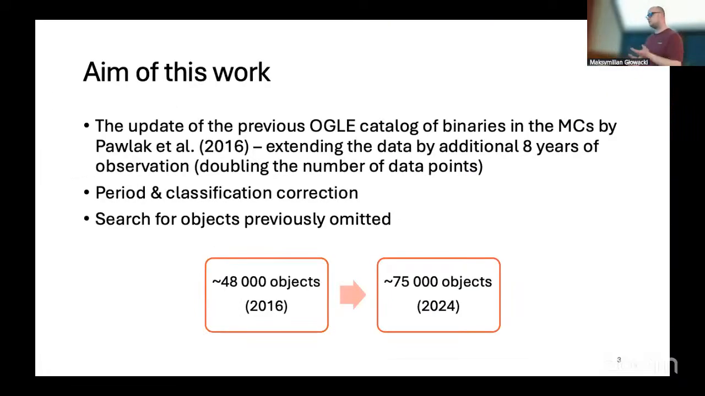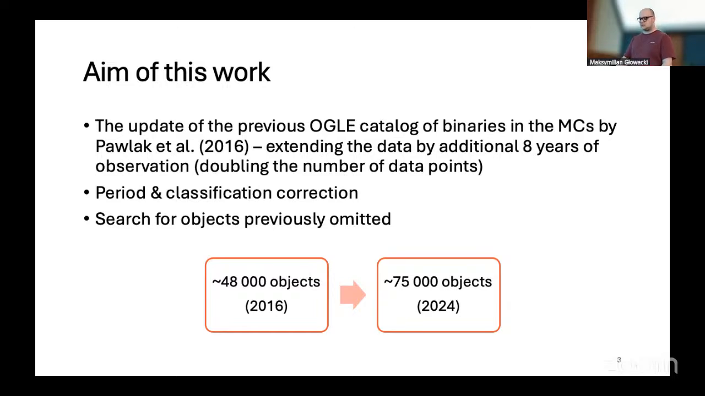What was the purpose of updating the catalog of binary stars? The previous catalog was published in 2016, so we have 8 new years of observations of additional data. So the first point was to update the previous light curves with 8 years of observation, so actually to double the number of the data points. With the new observations, we could refine the orbital periods determined and correct the classification.